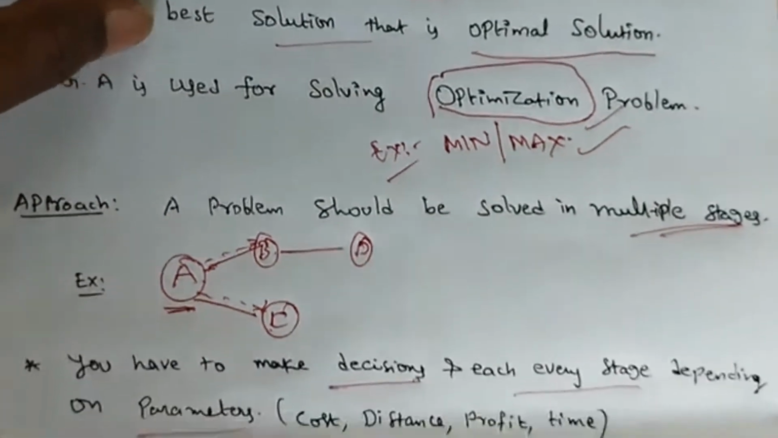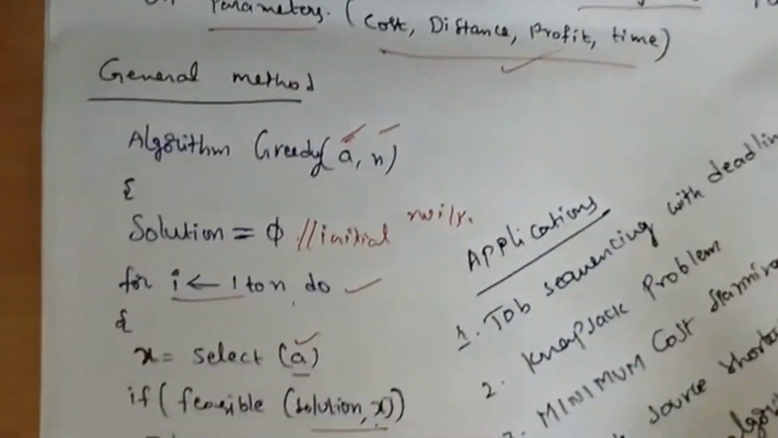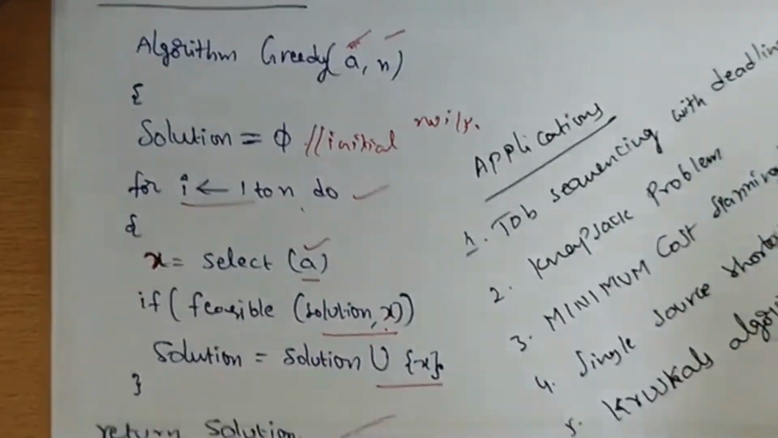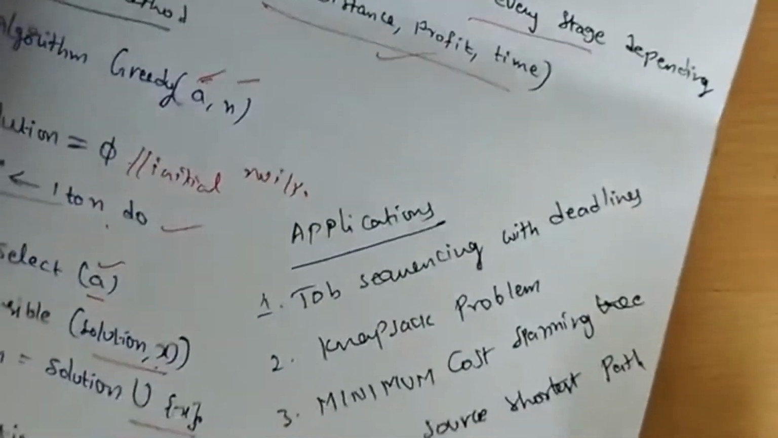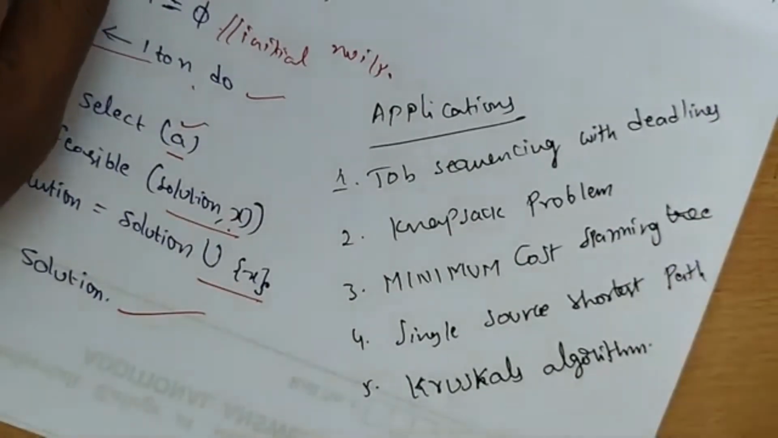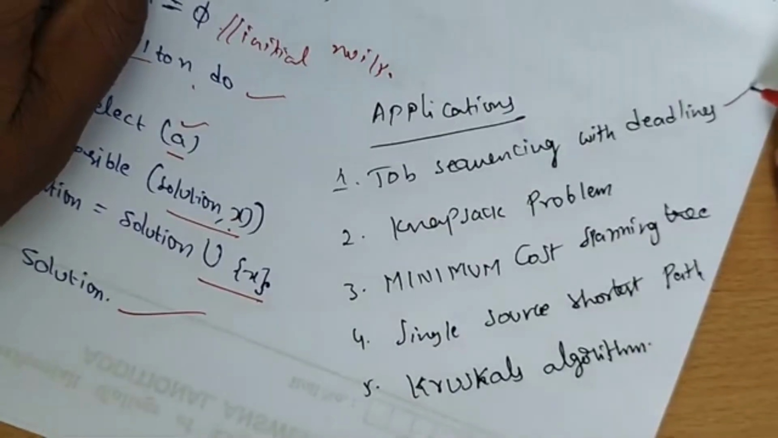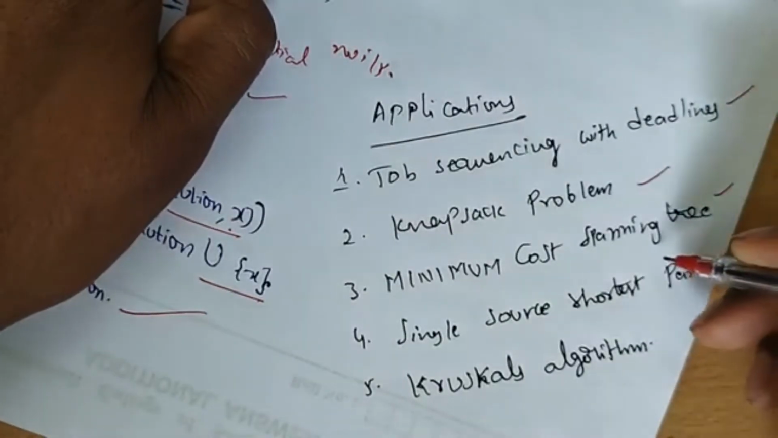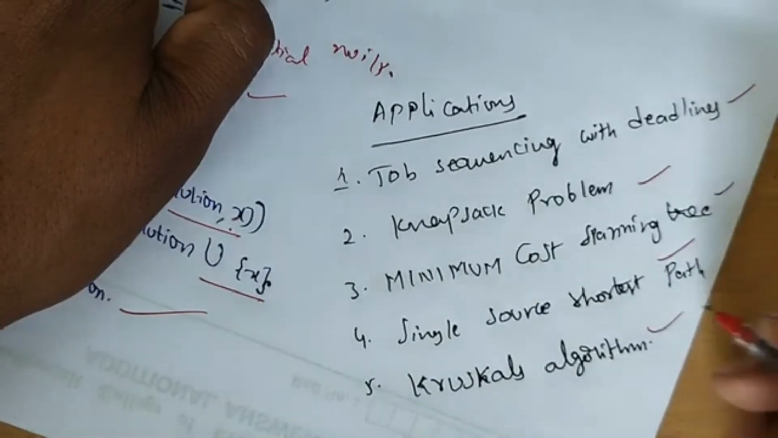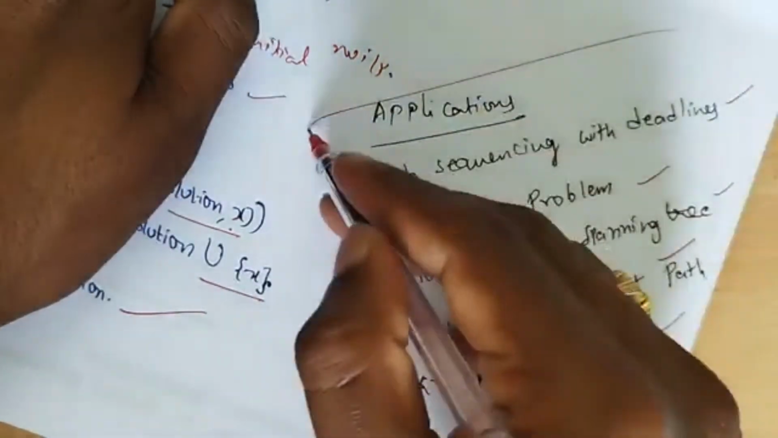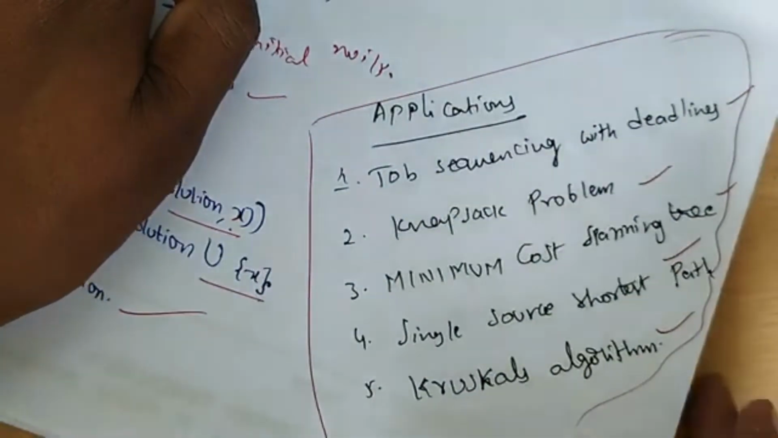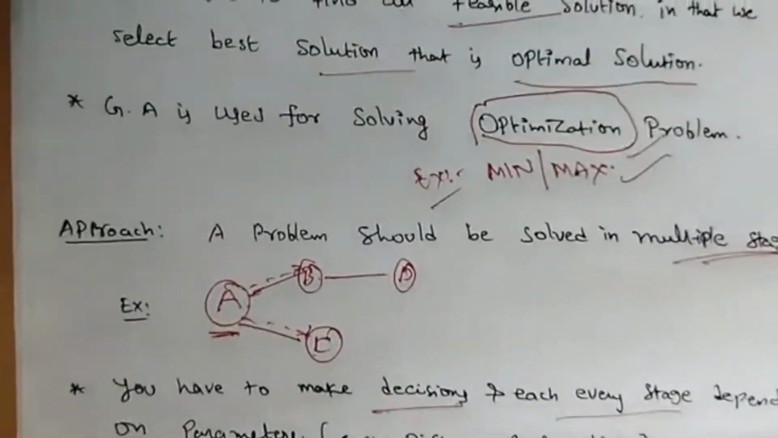And what are the applications we have? The applications are job sequencing with deadlines, the knapsack problem, minimum cost spanning tree, single source shortest path, and Kruskal's algorithm. These are the applications of the greedy algorithm. We will discuss each and every topic in upcoming videos.